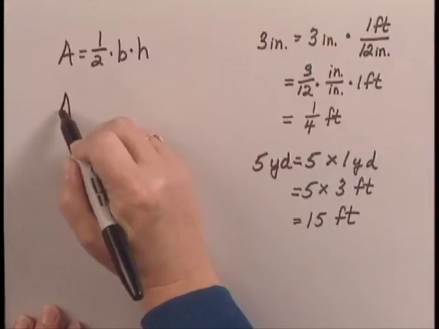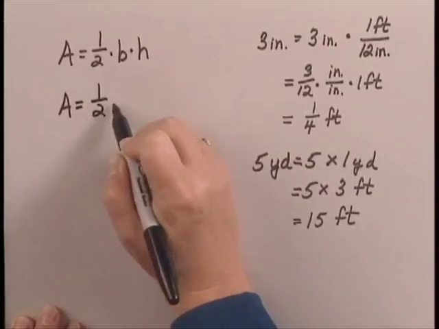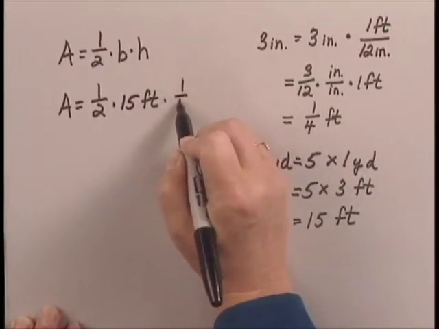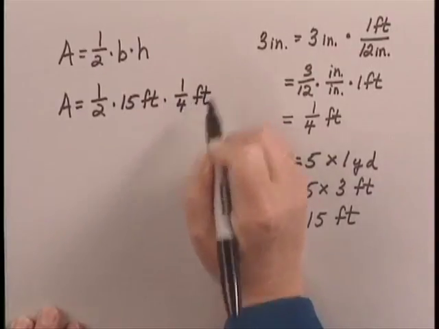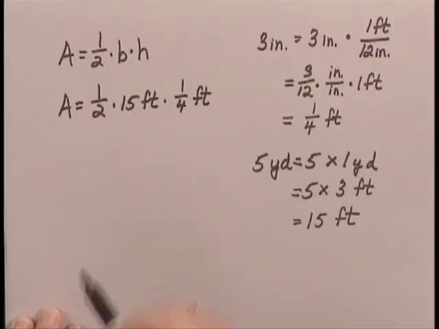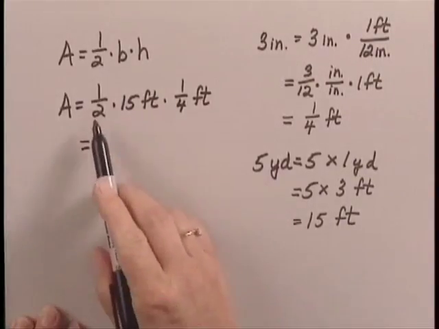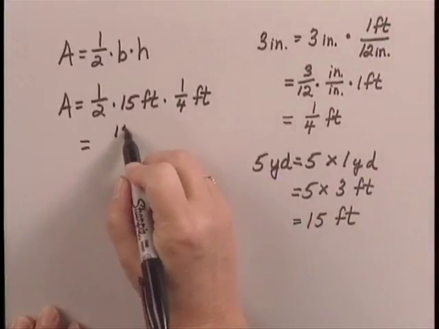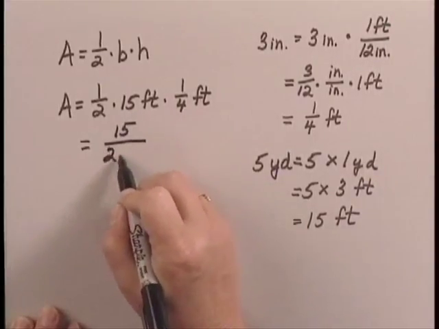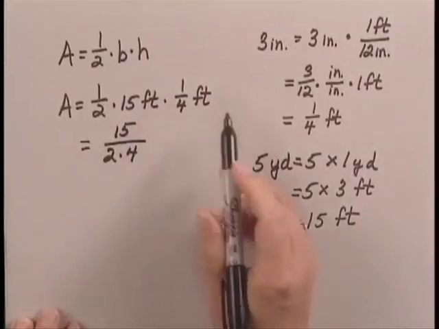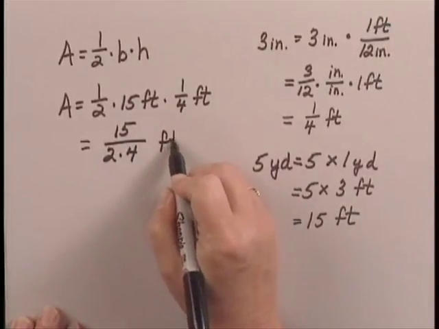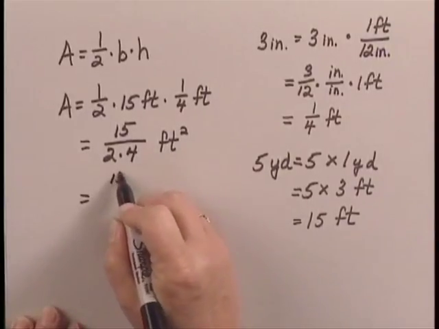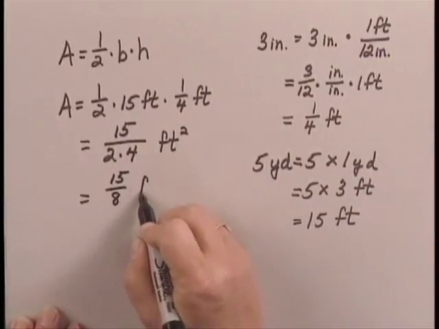So we can find the area is 1/2 times the base times the height. And when we multiply, we have 1/2 times 15 times 1/4, which we can write as 15 over 2 times 4. Feet times feet, we can write as square feet. And multiplying the 2 times 4, we have 15/8 square feet.